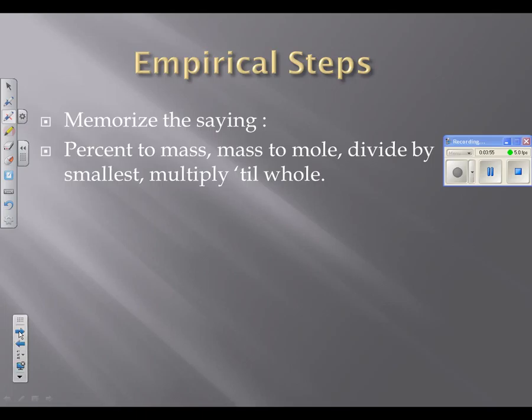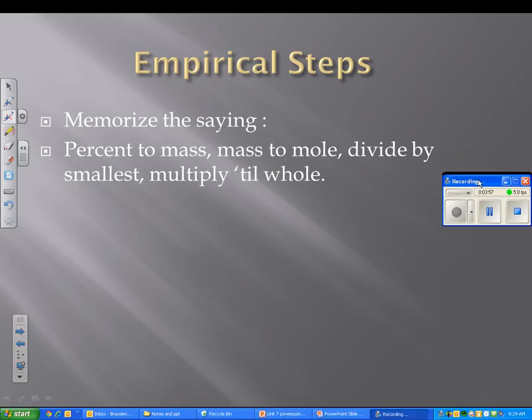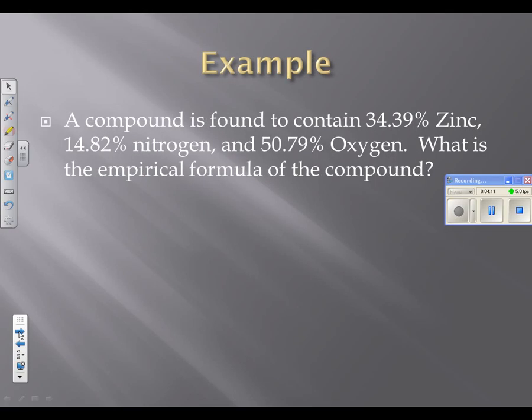So memorize this saying. You're going to hear us say it a lot. Percent to mass, mass to mole, divide by smallest, multiply till whole. It has a nice little rhythm, nice little rhyme to it. Make sure you can do it in your head, because those are the steps. And if you know the steps, you know the rhyme, these are very easy, but they do take a lot of work. So let's do our first one.